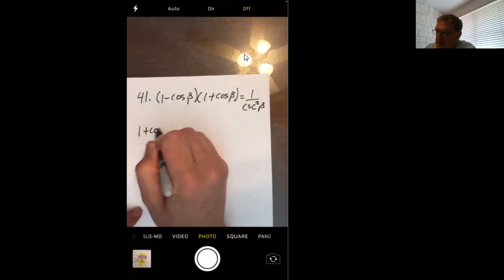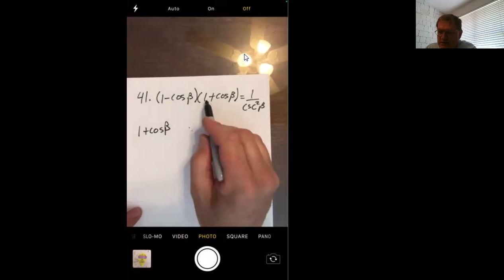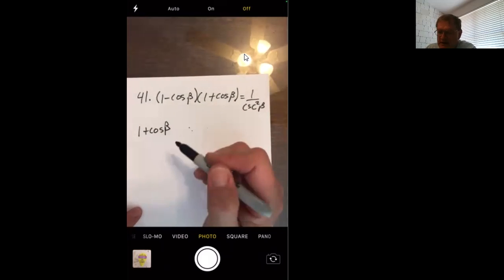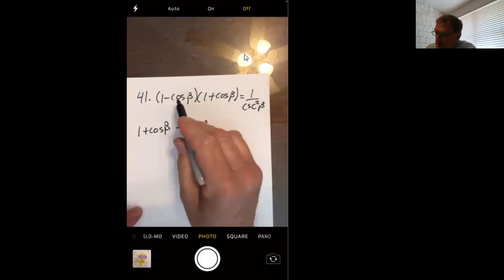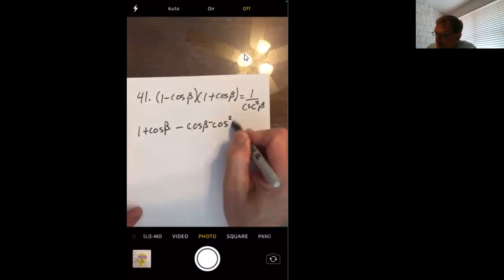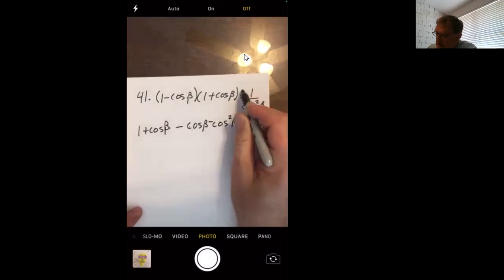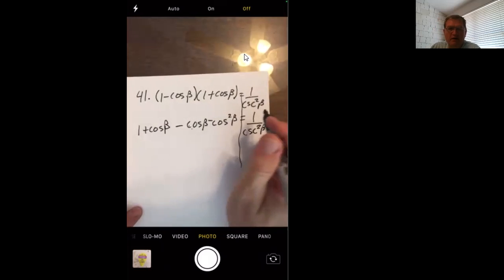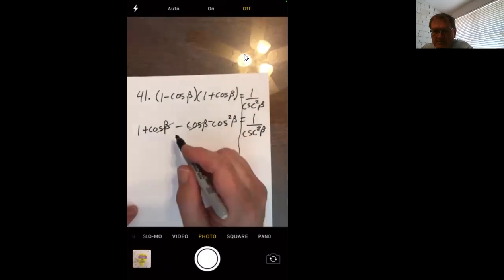1 plus cosine beta. 1 times 1 is 1. 1 times cosine beta, minus cosine beta times 1, minus cosine squared beta, minus cosine squared beta. Cosecant squared beta. Remember, there is a kind of wall down through here. You can tell those can cancel.